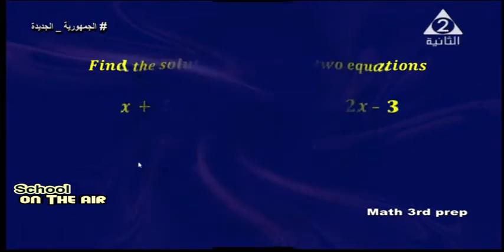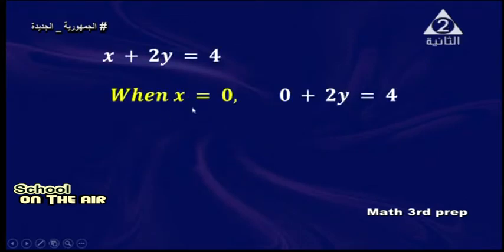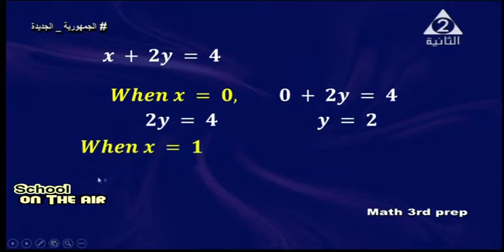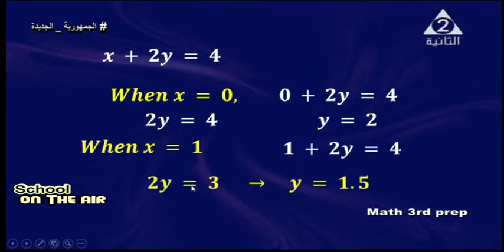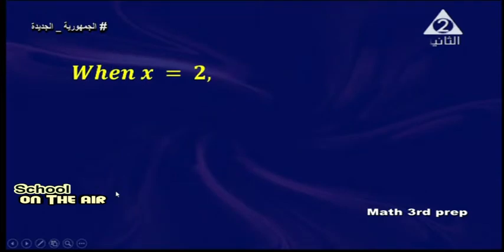We search for the solution graphically, so we make a graph for the two equations. Then we put x equals 0 to get the corresponding value of y, and y equals 2. So the first point is 0 and 2. When x equals 1, we substitute with the value x equals 1 and y finally equals 1.5. So how many points do I have, Mr.? I have 2 points. For any straight line, to draw it I need 2 points.